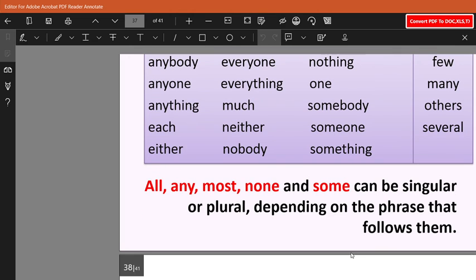All, any, most, none, and some can be singular or plural. Means these denote both singular and plural. You can say "all that glitters is not gold," and at the same time you can say "all who wander are not lost." So all denotes both singular and plural.